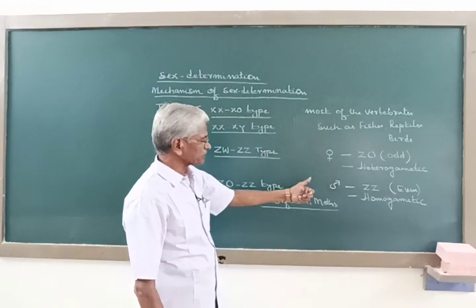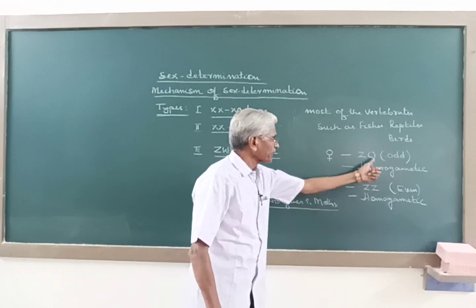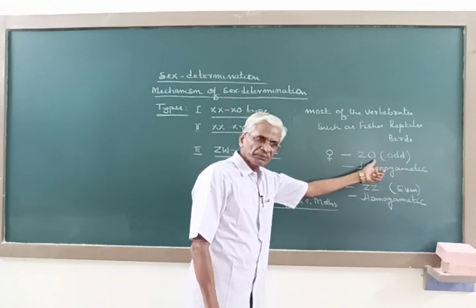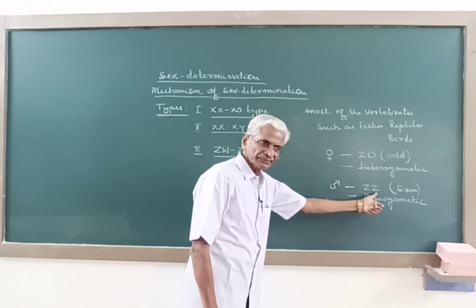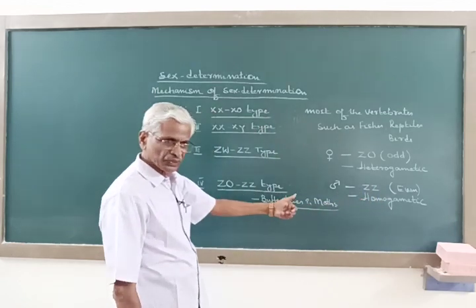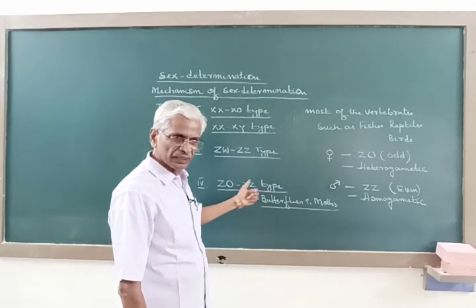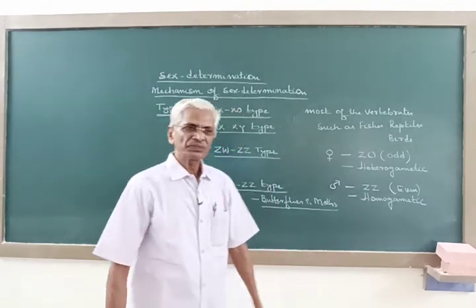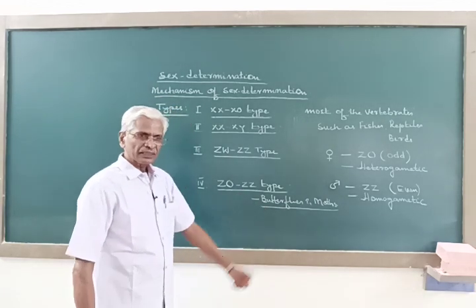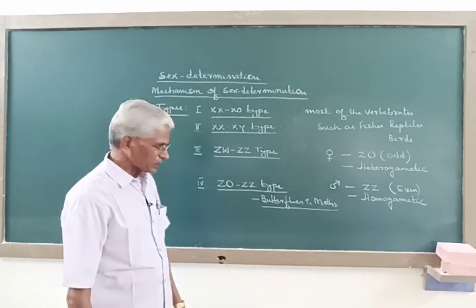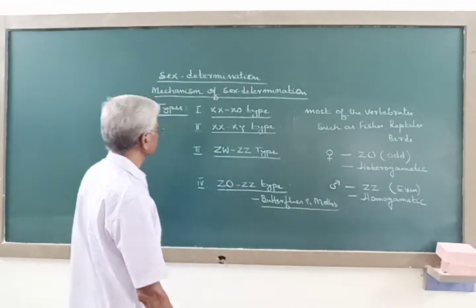And when a fly is being born, by the fertilization of egg without any sex chromosome and a sperm with Z, then it will have the sex chromosomal configuration ZO, then the fly will become female. So this type of mechanism occurs among butterflies and moths.